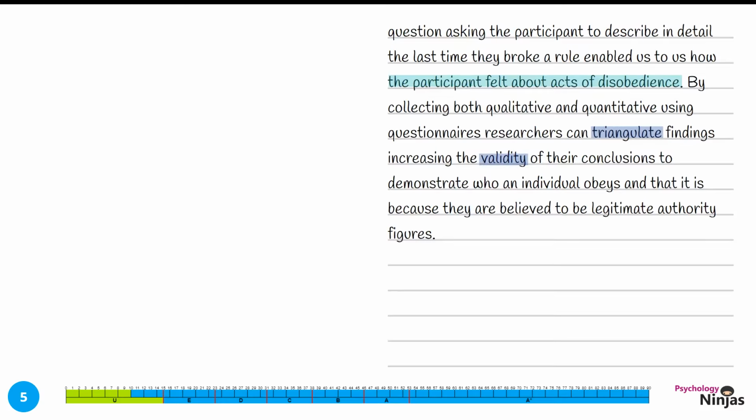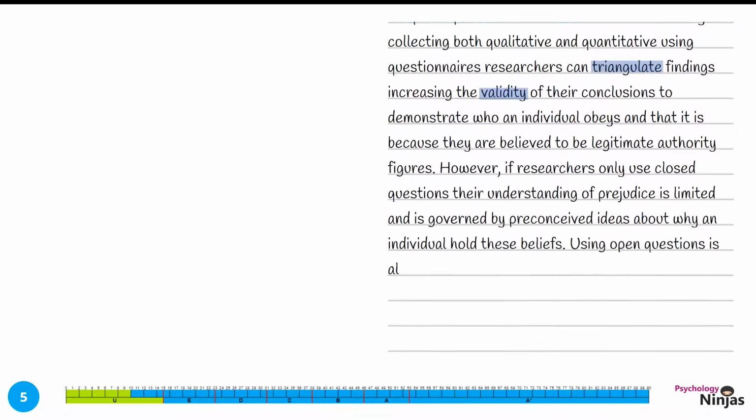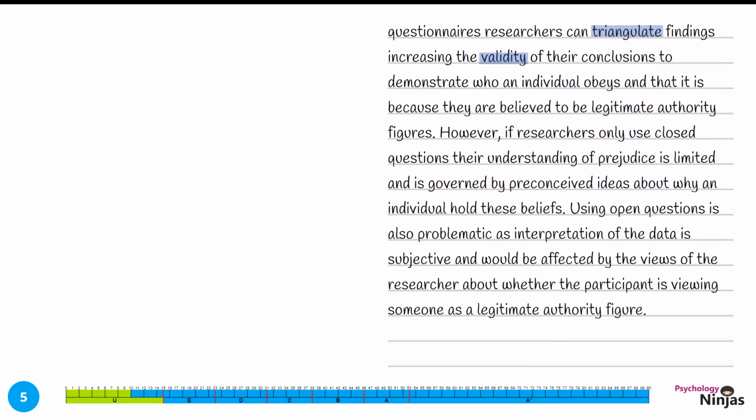We're then going to give a counter-argument once again. However, if researchers only use closed questions, their understanding of prejudice is limited and is governed by preconceived ideas about why an individual holds these beliefs. Using open questions is also problematic, as interpretation of the data is subjective and would be affected by the views of the researcher about whether the participant is viewing someone as a legitimate authority figure.